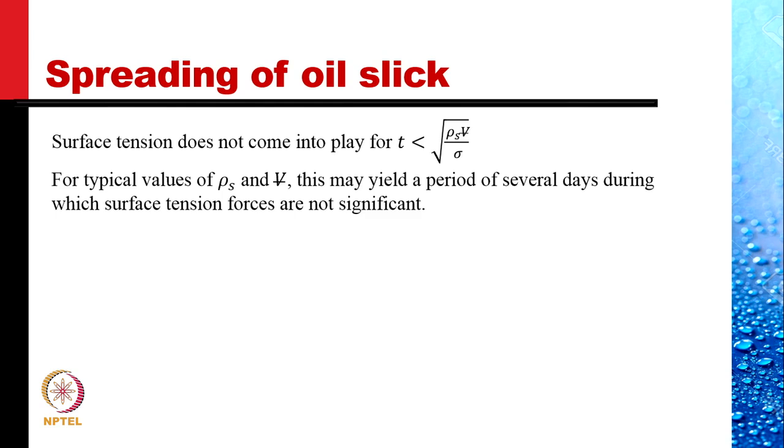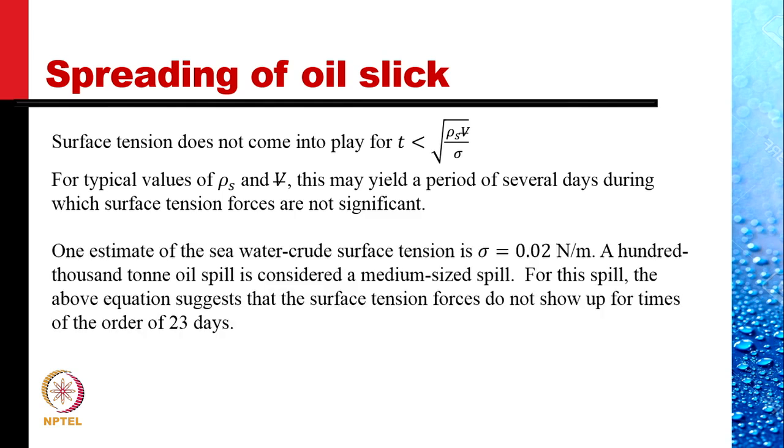For typical values of rho_s and V, this may yield a period of several days during which surface tension forces are not significant. One estimate of seawater and crude surface tension force is sigma equal to 0.02 newton per meter. A 100,000-ton oil spill is considered a medium size spill. For this spill, the above equation suggests the surface tension forces do not show up for times of the order of 23 days. It is only after 23 days that the surface tension force would need to be considered.